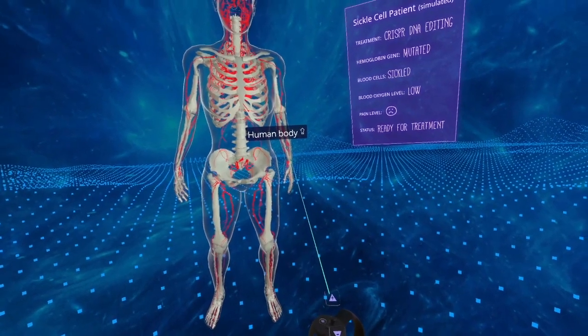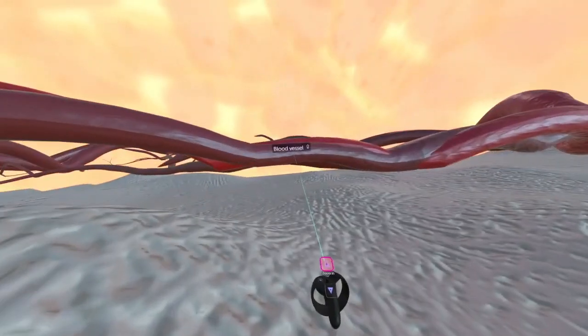Outward or up very gently, and then release.